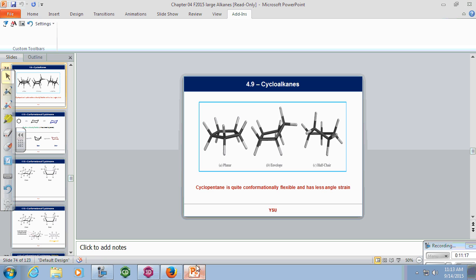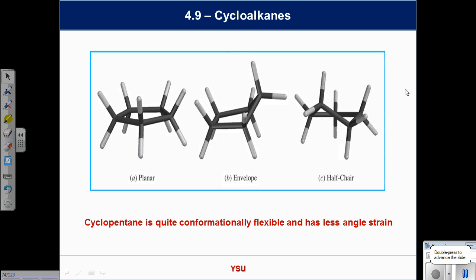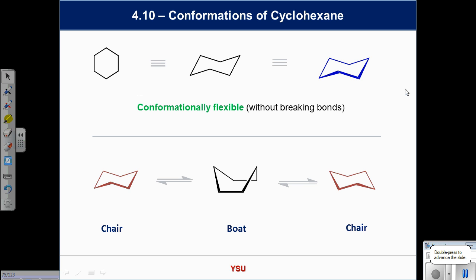To go back and talk about the big one, cyclohexane, this is the one you'll spend the rest of the week worrying about. It is complicated. This is worth 2 lectures. I usually don't spend 2 lectures on topics. This is a complicated picture.